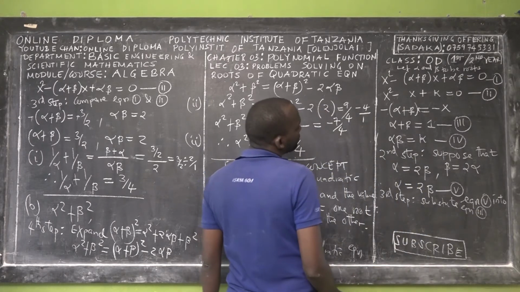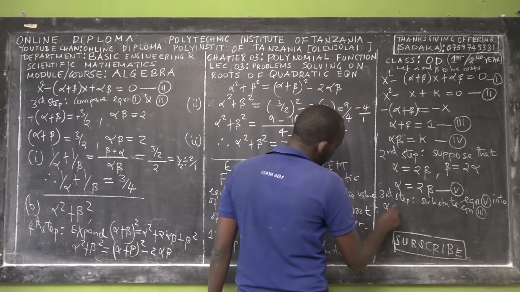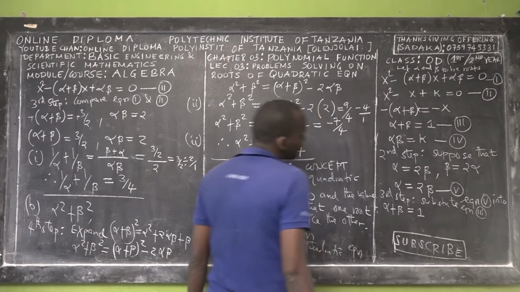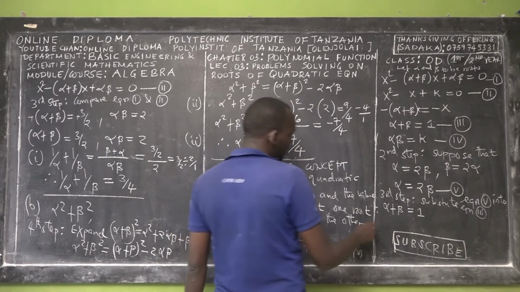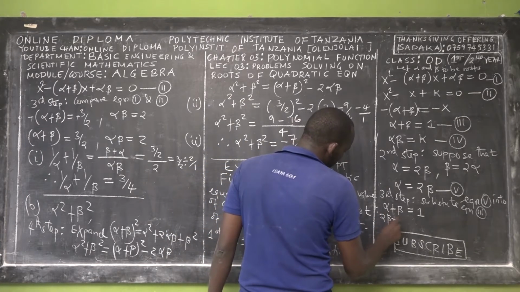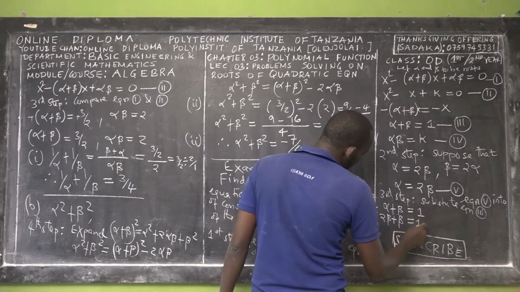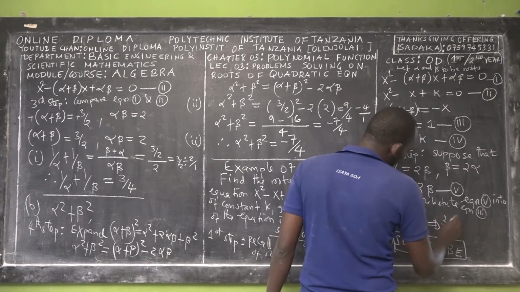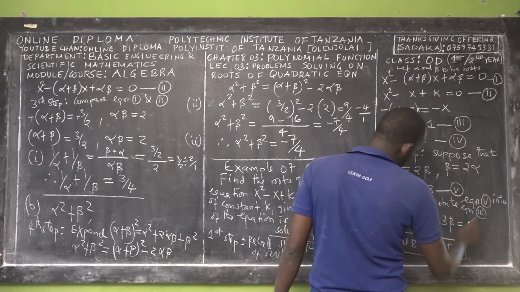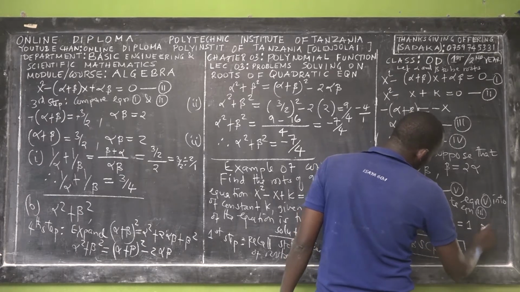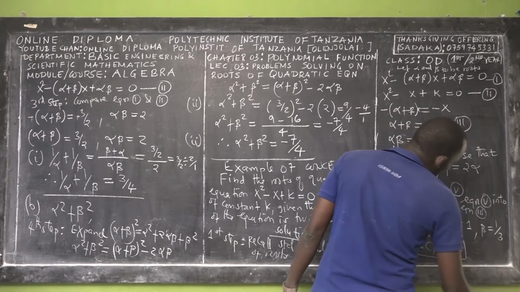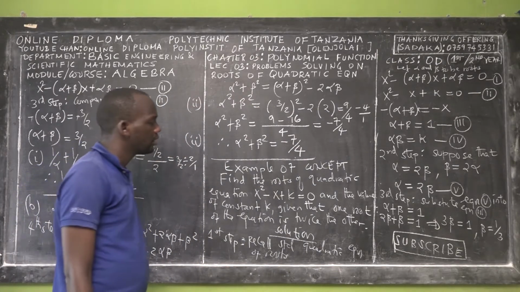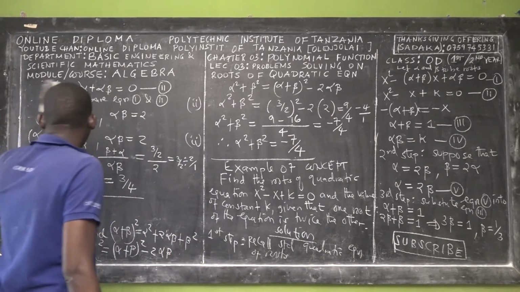So to do that, we have alpha plus beta is equal to 1. For the value of alpha, it is twice beta. So twice beta plus beta is equal to 1. So we have 3 times beta is equal to 1. So beta is equal to 1 over 3. So the value of beta is 1/3.